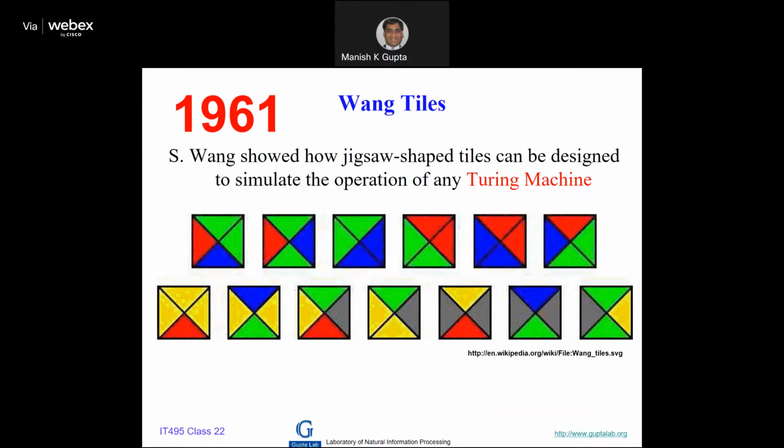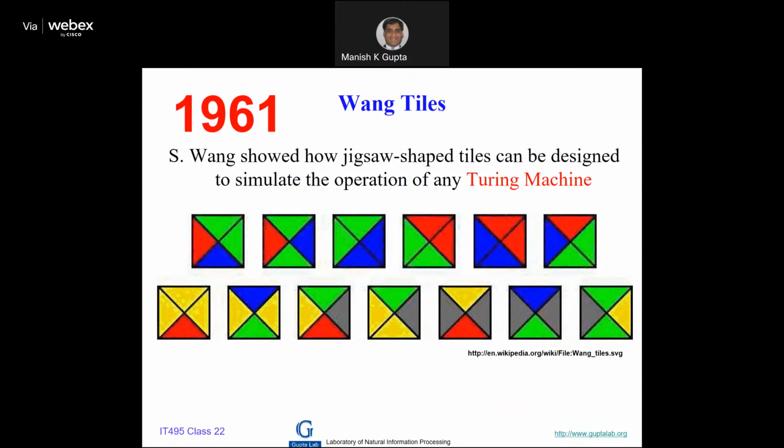Two tiles can come together and join each other if their corresponding edge colors match. So for example, if the first tile and the second tile come closer, they will not match because green and red will not match. So they will not join. Whereas in the second row, if you look at the right side color of the first tile and the left side color of the second tile, both are yellow, so they can come together and join. So the joining mechanism is that the colors of the corresponding edges match.